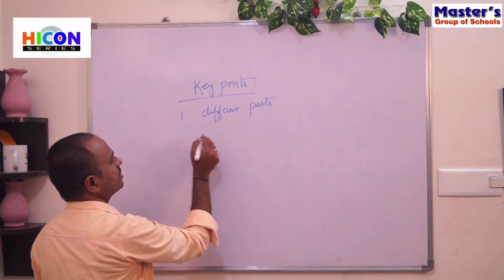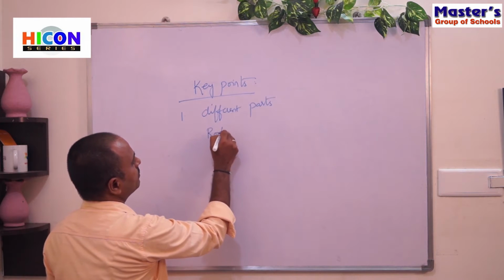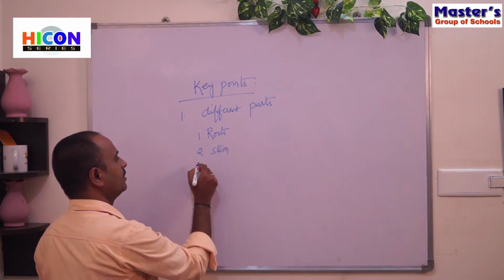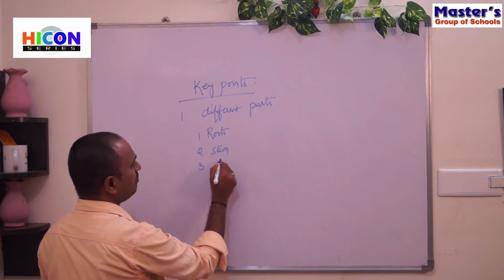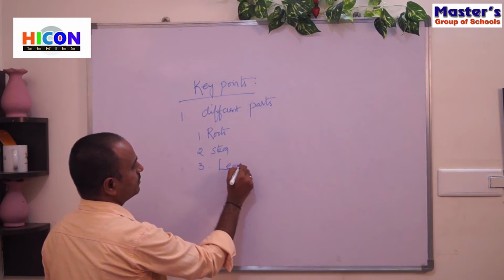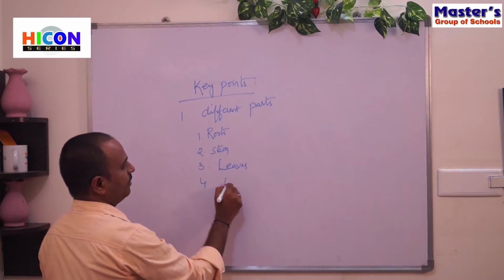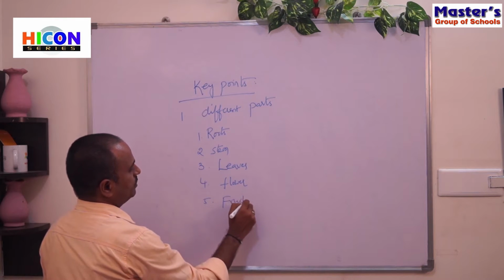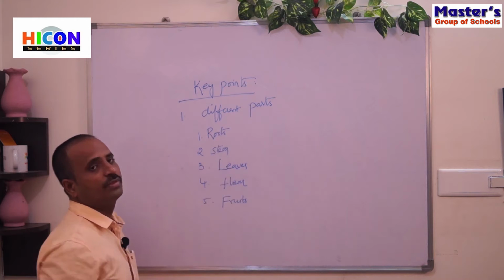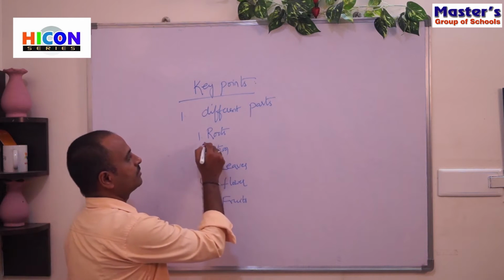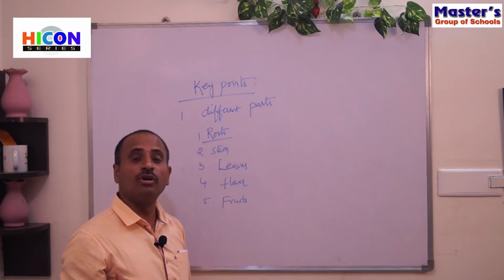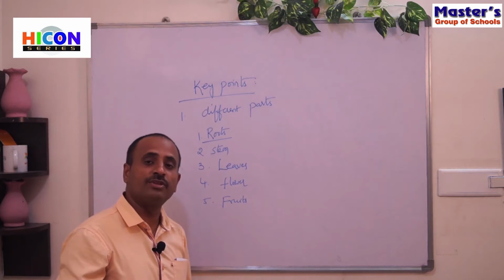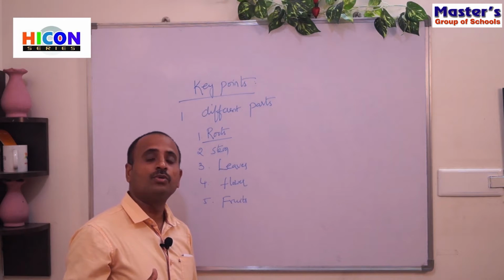So the different parts are the roots and stem, and the third one is leaves, and the fourth one flower and fruit. So these are some important parts of the plant. Roots will give support and hold the plant firmly in the soil, and roots will absorb the water from the soil and supply it to all parts of the plant.